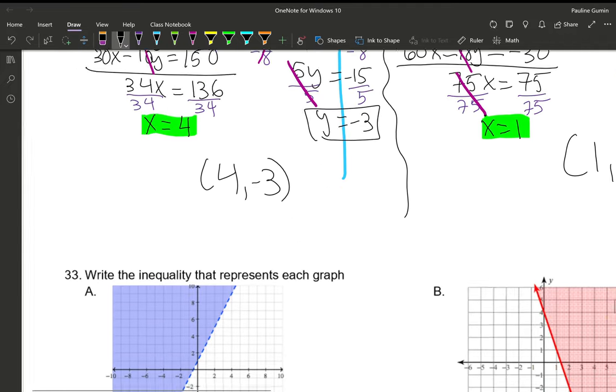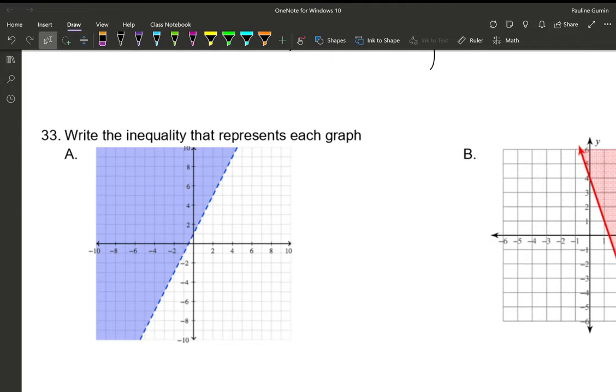Onwards we go. Number 33, write an inequality to represent each graph. So here we have a wonderful graph. The first thing I notice is that it's a dotted line, so that means I won't have a line underneath my inequality symbol. I do know that I need to keep it in the form y equals mx plus b.